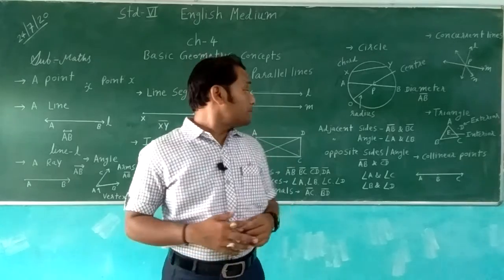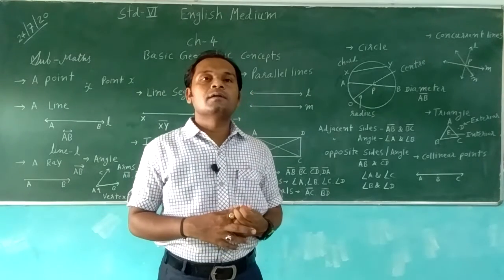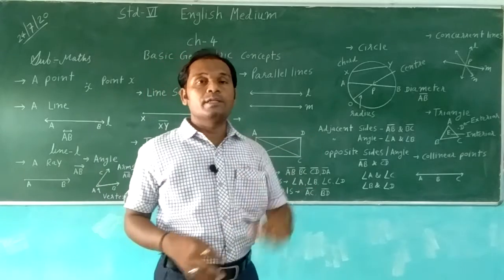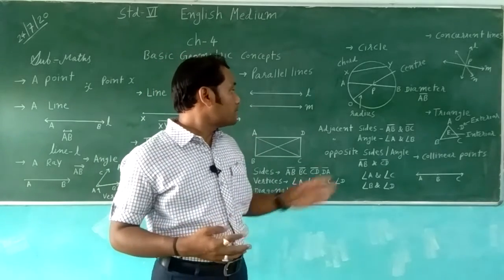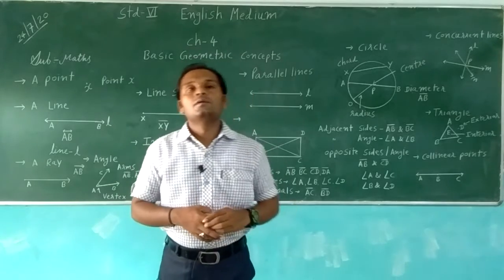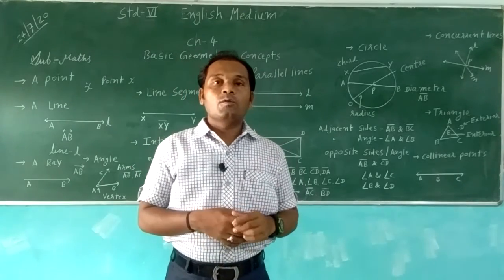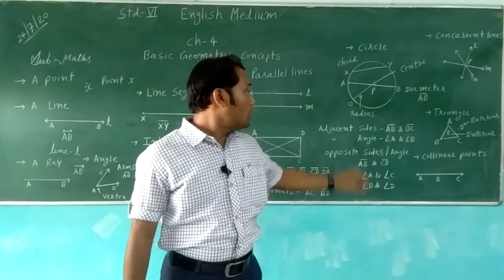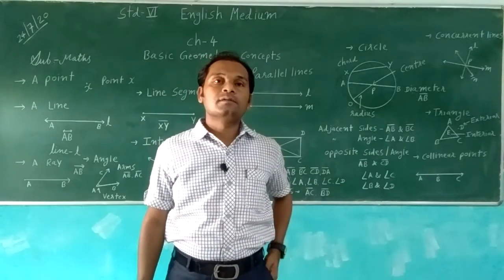Collinear points. Collinear points means if three points are together on one line, these points are called collinear points. If three points are on the same line, then they are called collinear points.